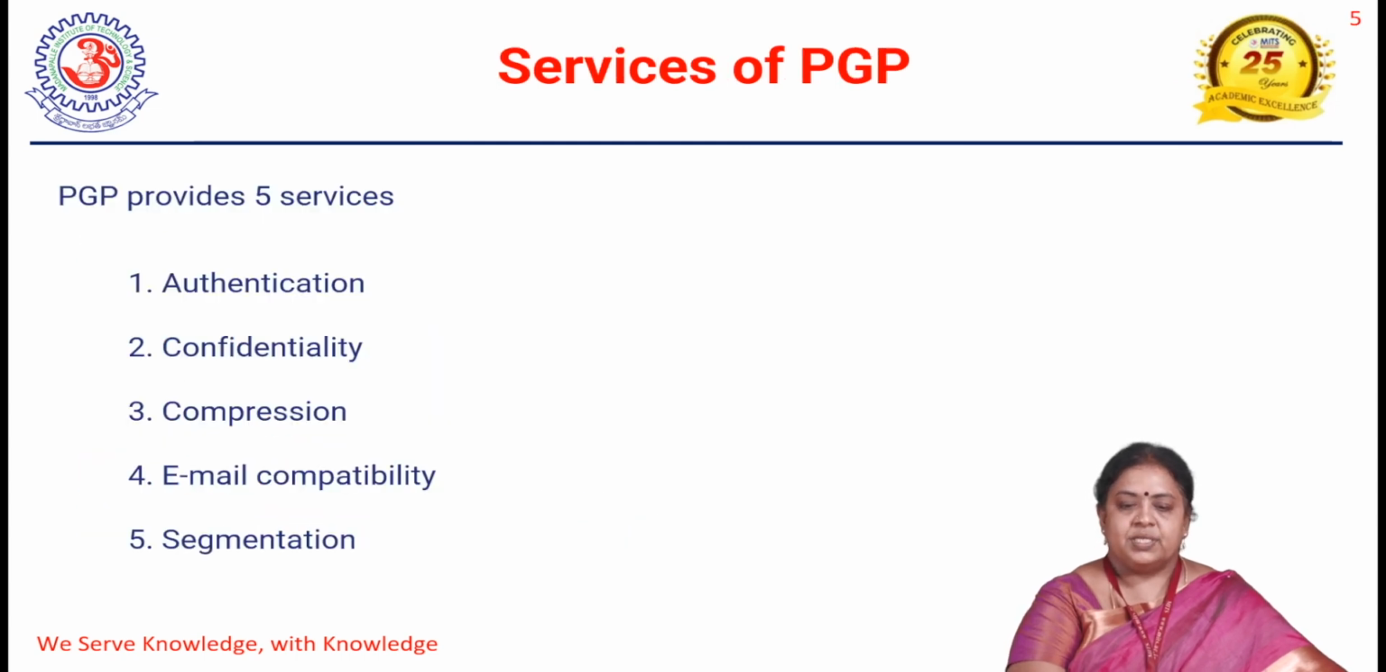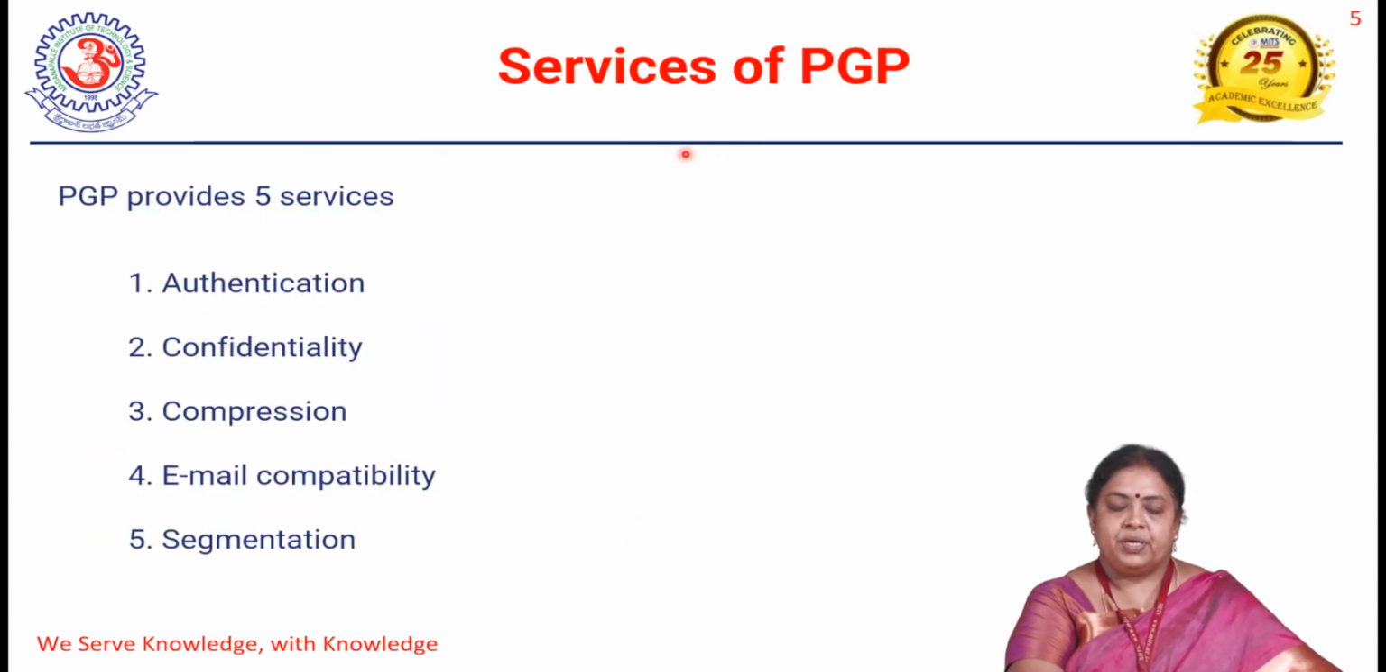And coming to the services that are provided by PGP. PGP provides five different types of services. One is authentication, the next service is confidentiality, the next one is compression, the next one is email compatibility, and the last one is segmentation. Segmentation is nothing but dividing the message into segments, or parts. So these are the services that are provided by PGP, Pretty Good Privacy.